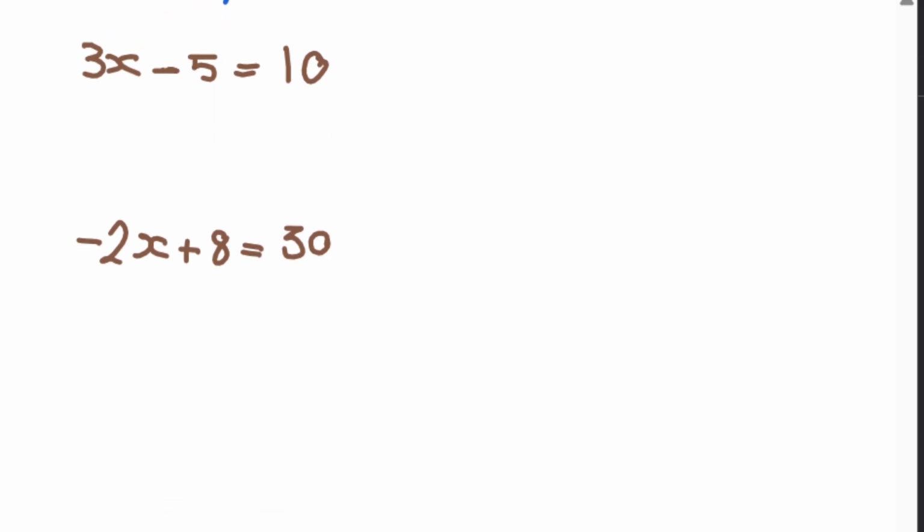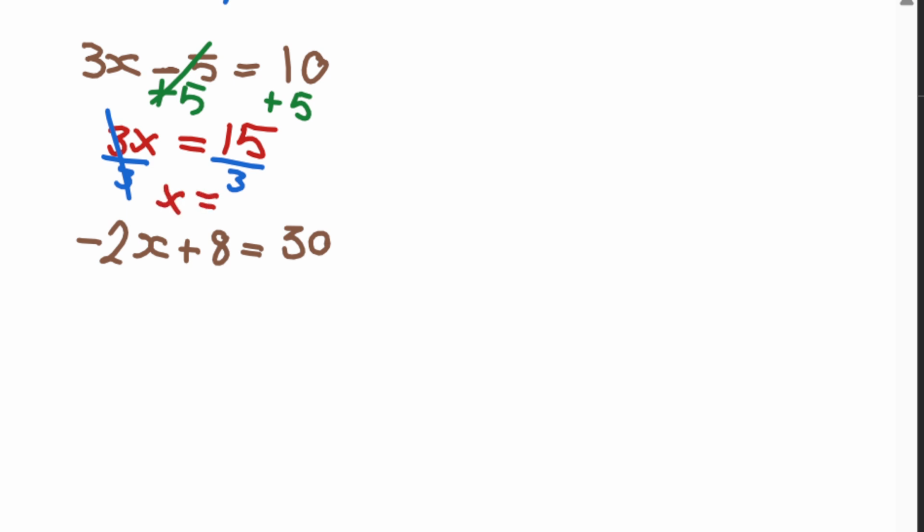Now look at the next question here. We get rid of the minus first by doing the opposite of minus, which is plus 5 on both sides. This is cancelled. On the left side now, you have only 3x equal 10 plus 5, which is 15. We get rid of the 3 by dividing by 3. Divide by 3, so the 3 is cancelled. You will end up having x equal 15 divided by 3, which is 5.